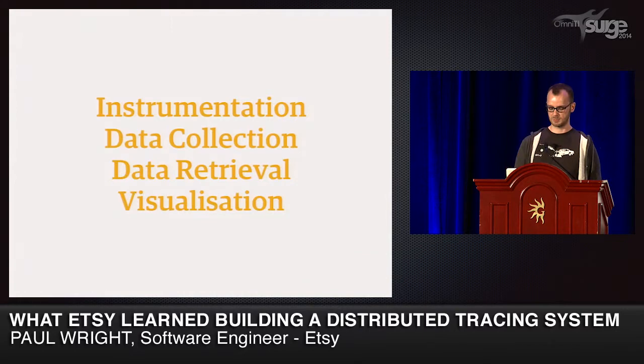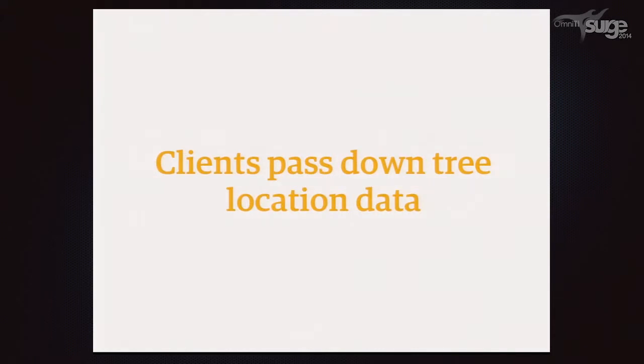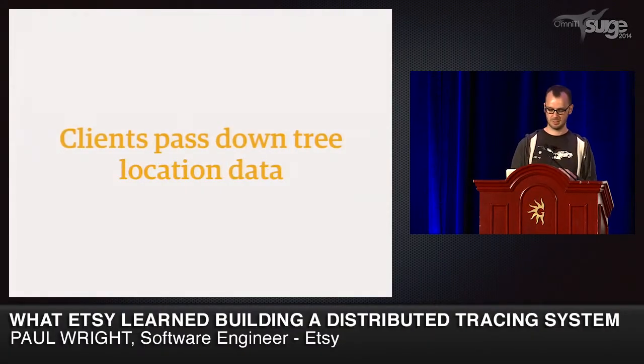So those are the 4 steps, but before we can even get there, we need to tie together these disparate threads of execution, so that we know where they live in this tree. So in our model, from having read the Dapper paper, what we're doing is simply passing down tree location data between requests. So for any HTTP call, we're going to pass down some headers that say where this new request that we're just making lives in a tree.